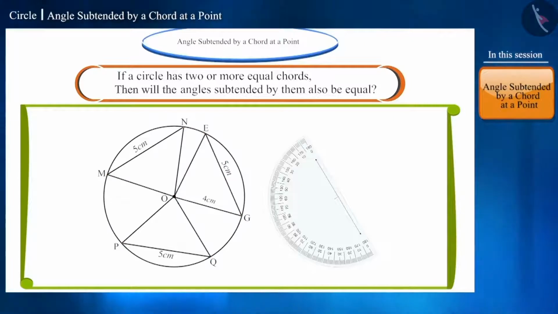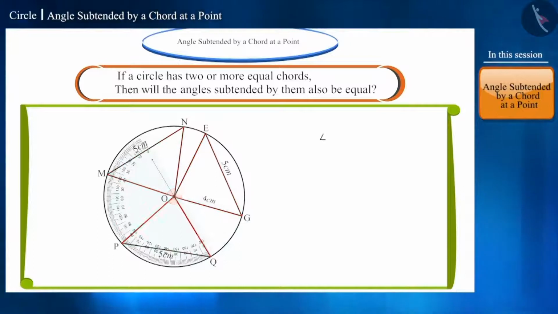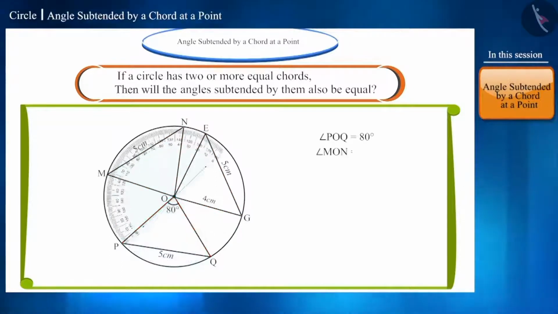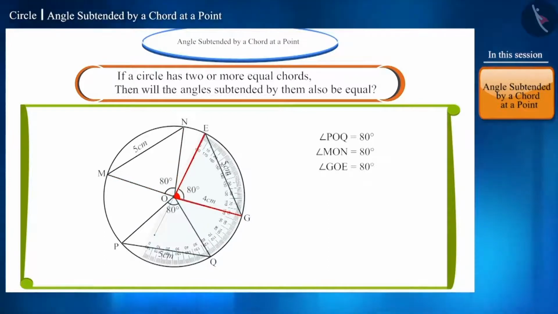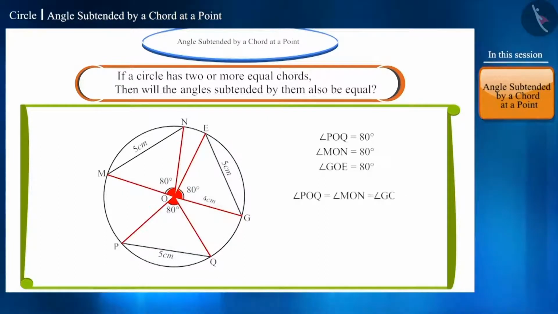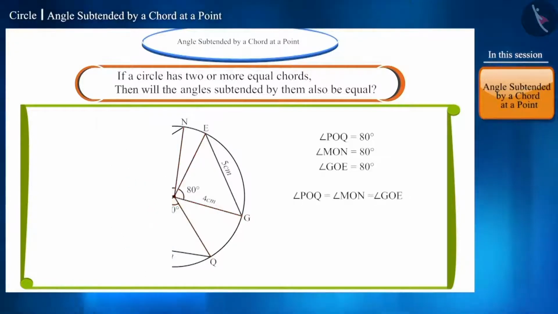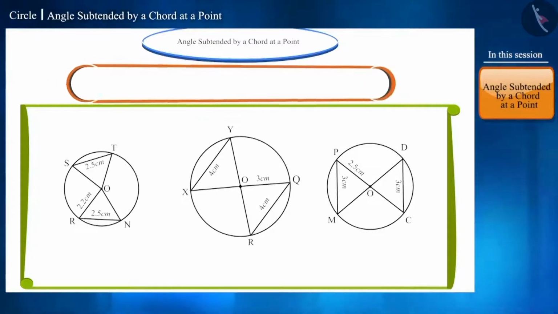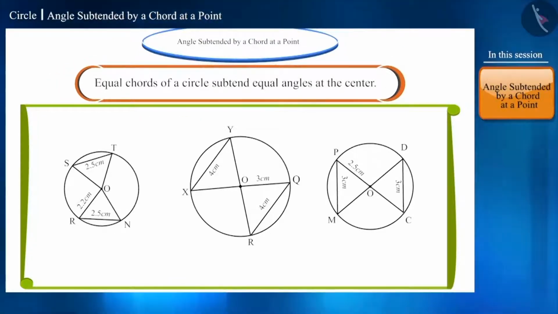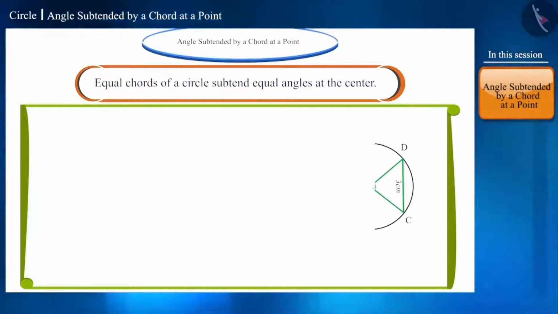Now, with the help of a protractor, find the measurement of the angles POQ, MON and GOE subtended by the three chords at the center. You can see that all three angles are equal. Friends, you can repeat this activity by drawing more circles. You will find that equal chords of a circle subtend equal angles at the center. This is a theorem.